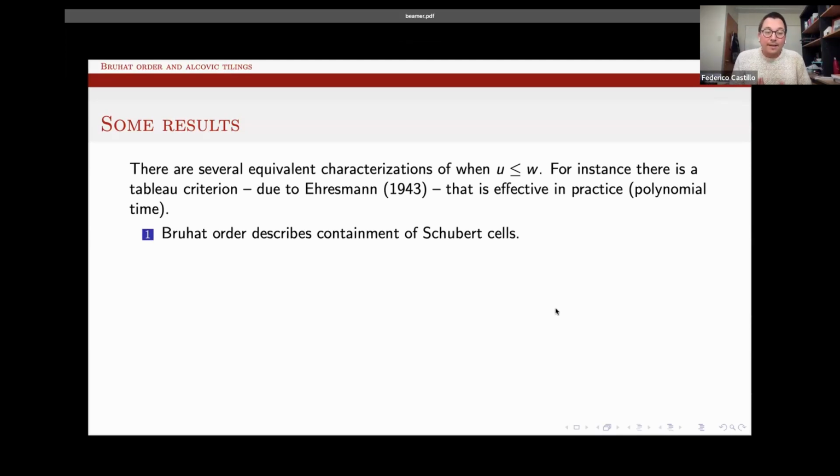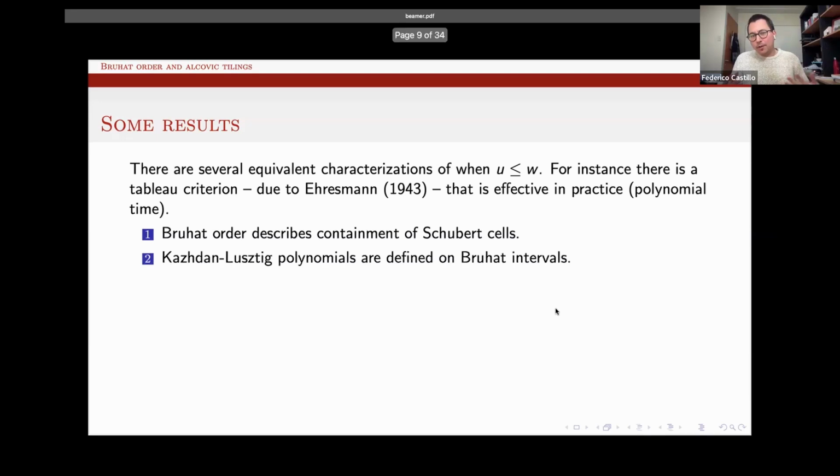There are also equivalences that are of theoretical importance, because this also arises in algebraic geometry, in enumerative geometry, when you have Schubert cells. The Schubert cells are indexed by permutations, and containment of the Schubert cells is the Bruhat order. And there is a lot of theory about the Bruhat order that comes from algebraic geometry and from more abstract things that we are not going to talk about today.